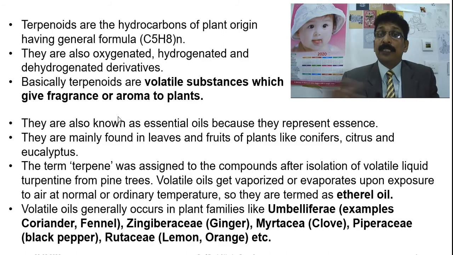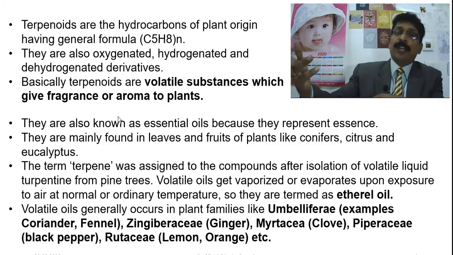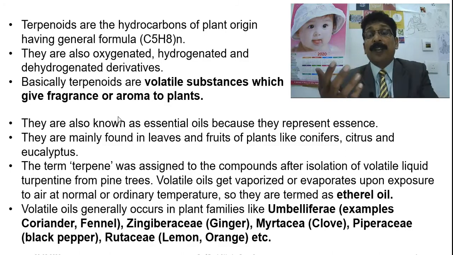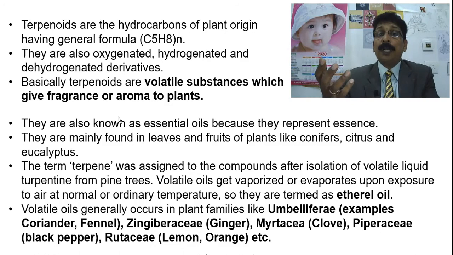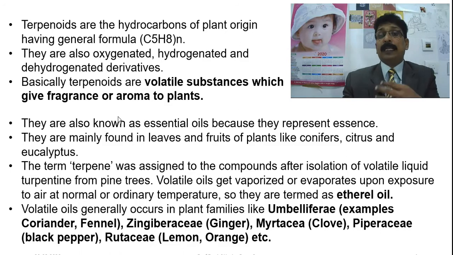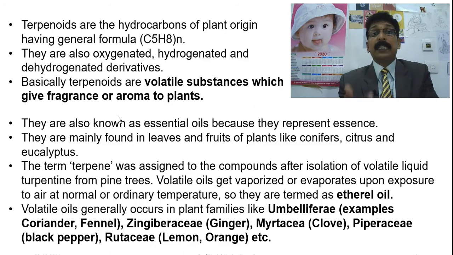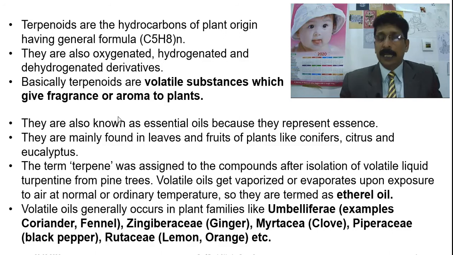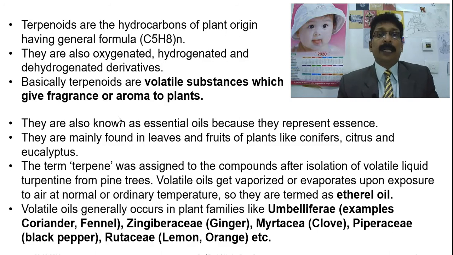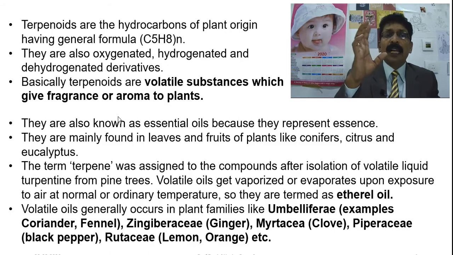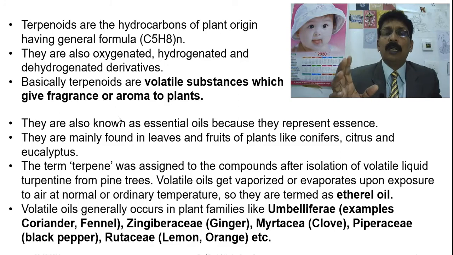Understand? So in dehydrogenation, water molecules can be removed, and enol formation. So you should know how a double bond shift also happens, sometimes an OH group can be converted into a double bond and it can come to a ketone group. So like that you can see dehydrogenation, hydrogenation, oxygenation, that is the pentane group C5H8, and a number of groups will form terpenoids. So basically terpenoids are volatile substances which give fragrance or aroma to the plants.